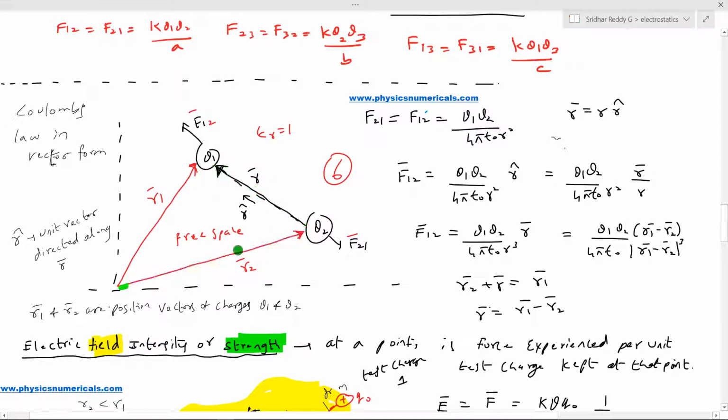This is R bar, so R2 bar plus R bar minus R1 bar. If you move from tail to head, it should be positive. When you move from head to tail, it should be negative. So what is R bar equal to? R1 bar minus R2 bar.